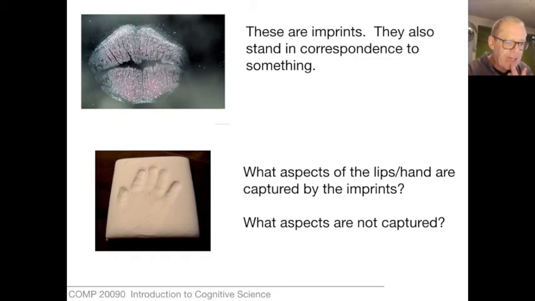The lips on the glass speak of a past event. The hand imprint, likewise, could be read as being about a specific event in which a hand was pushed into clay. Notice, once more, not everything about the original event is present in this trace, this imprint. What there is allows us to gain some information about the previous thing.